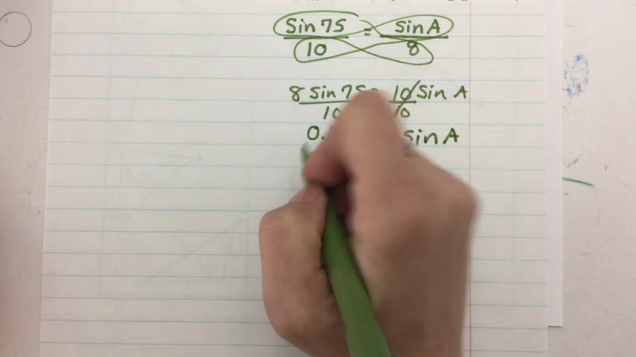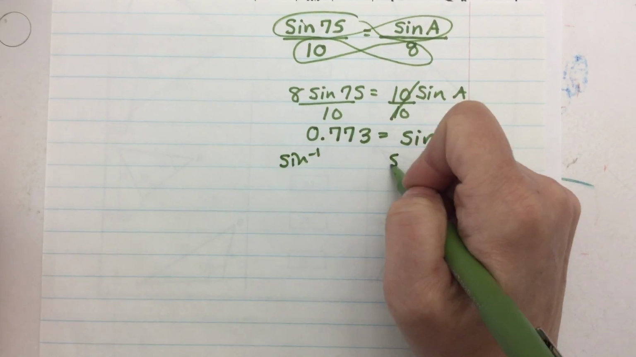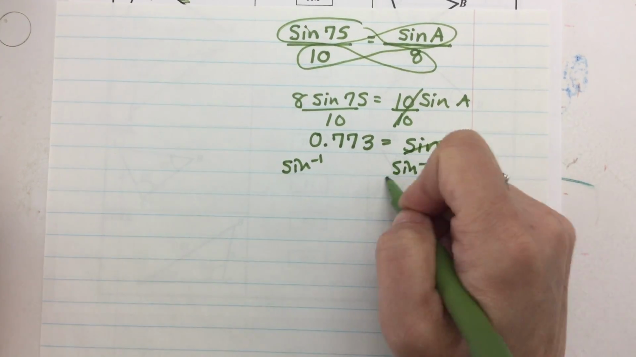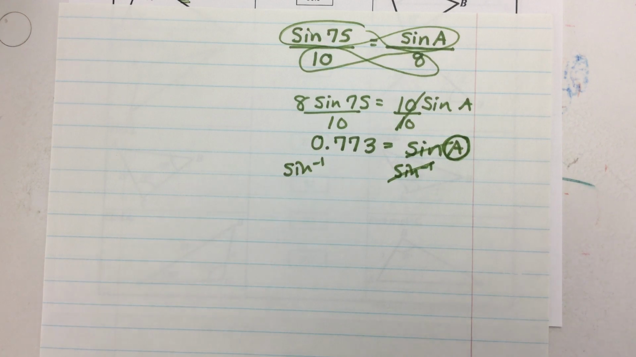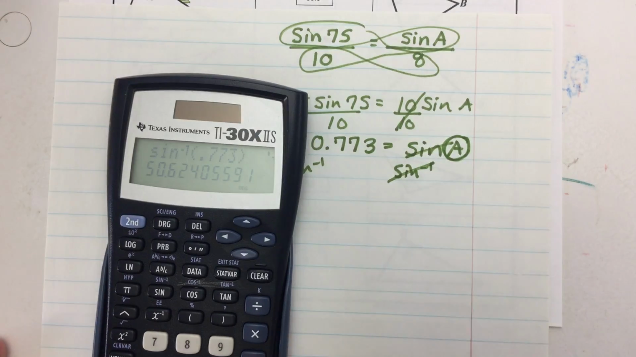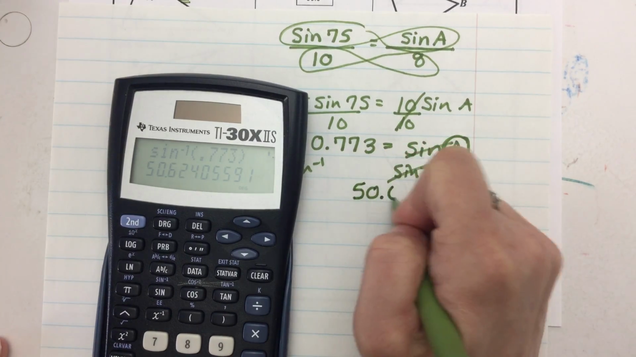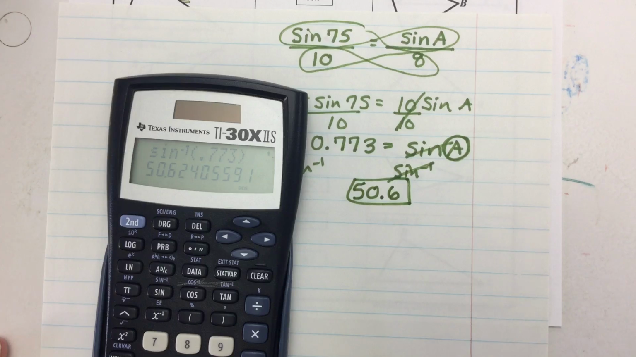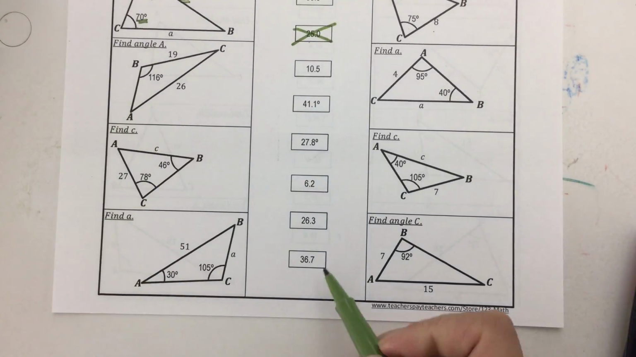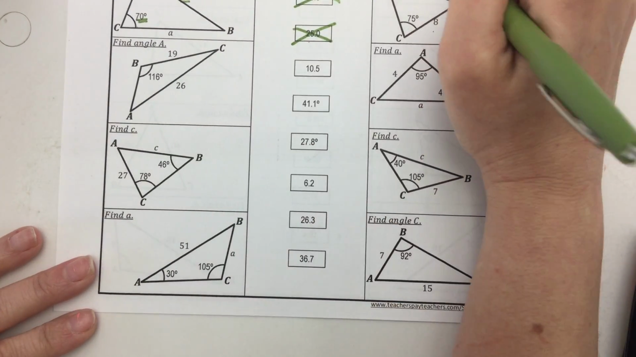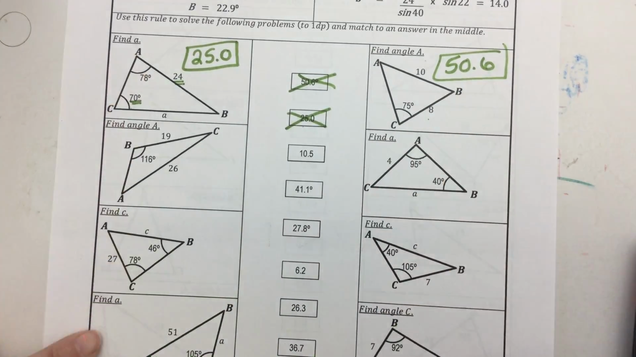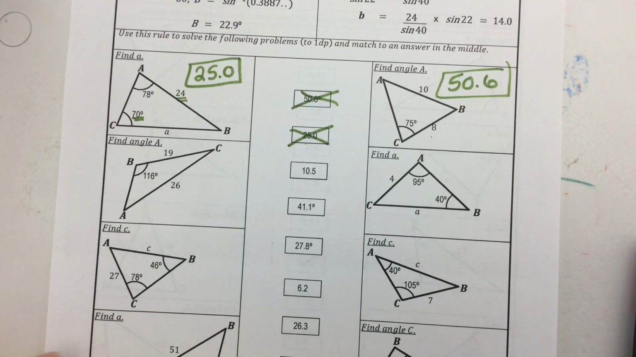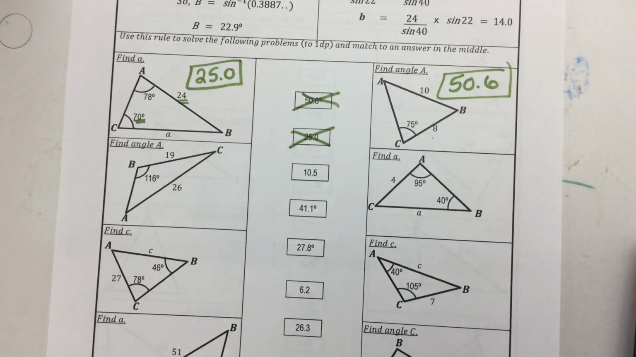Now to cancel a sine, you need to use an inverse sine. An inverse sine cancels a sine. That would isolate A. So if I go inverse sine of 0.773, when you put that into your calculator, I have 50.6 if I round it to the tenth. So now we look at our answers. Here is 50.6 right there, so that would be your answer. And so the next 6 on this worksheet, you will do the exact same thing. You'll be doing the law of sines.